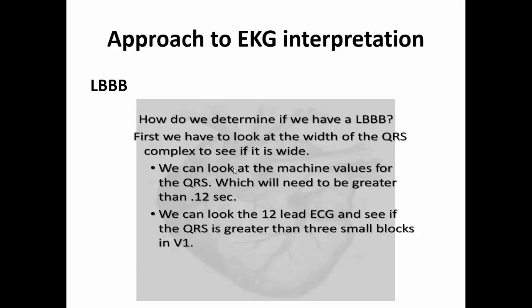Well, how do you know if you have a left bundle branch block? In order to decide whether the patient has a bundle branch block, you have to measure the width of the QRS complex. If the QRS complex is greater than 0.12 seconds, that is criteria for a bundle branch block. What is 0.12 seconds? As I mentioned in the previous discussion, it is 3 small blocks. So anytime you see a QRS width greater than 3 small blocks, especially in V1, that's a bundle branch block.